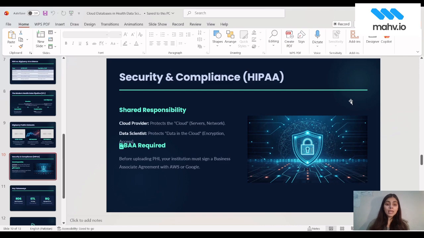Then we move on to the BAA requirement, the Business Associate Agreement, as we call it. Before uploading PHI, your institution must sign a Business Associate Agreement with AWS or Google. It is a legal requirement that you have to go on with, because the cloud is not insecure, but misuse is the insecurity that we all are scared of.